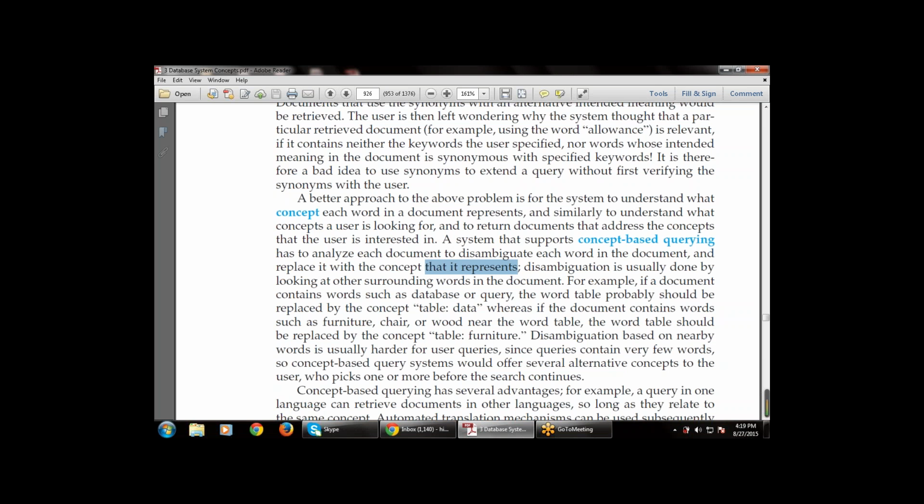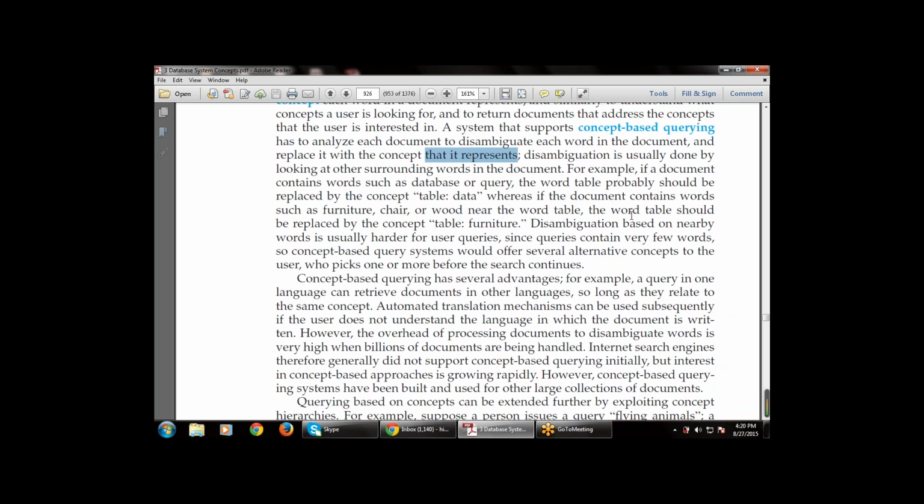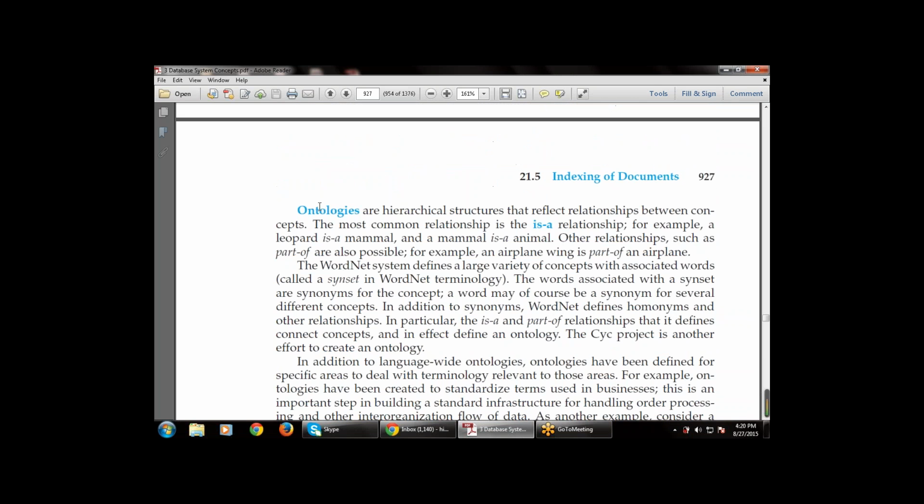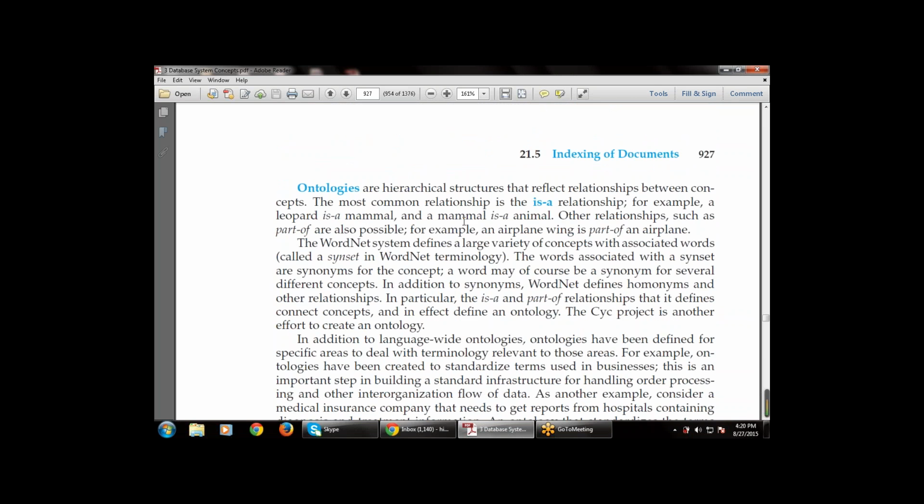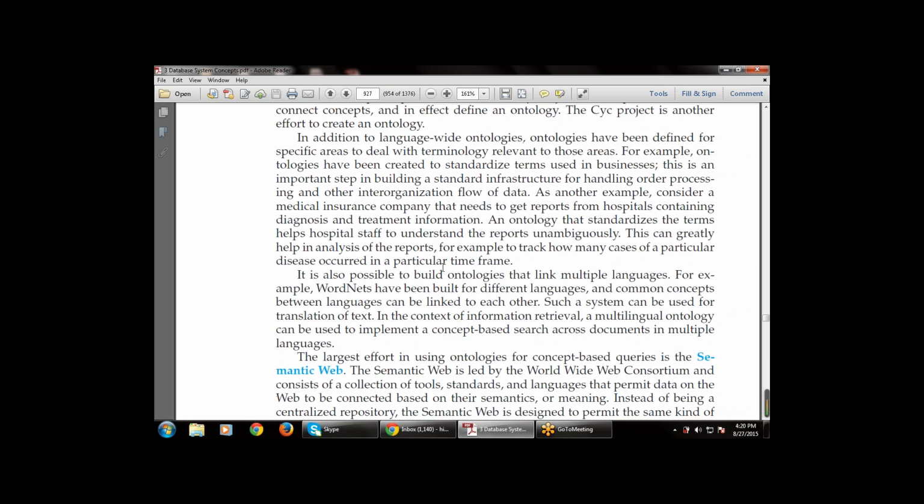Disambiguation based on nearby words is usually harder for such queries, since queries contain very few words to use. So we use concept-based querying, which picks the concept before the search continues. Then ontologies are hierarchical structures that reflect the relationships between concepts.